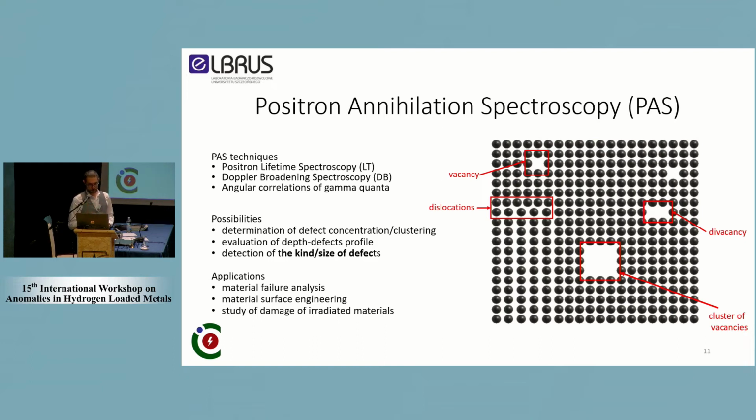When we do this analysis, we have also the depth profile that we can do. You sweep basically the energy of the positron beam to be able to have an idea of what's at stake and how the defects are distributed along the depth of the material. It has a lot of application, and the one we are interested in is the study of damaged or irradiated material.